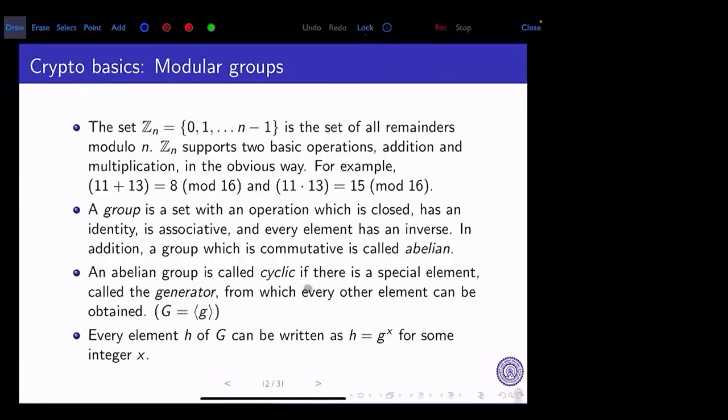And a group is cyclic if there is a special element so that every other element can be obtained by raising powers of that element. So if that can happen, that is, every element of a group can be written as G to the power X for some integer X, then we say that the group is cyclic and we say that G is a generator for this group. So any cryptographic operation will require a modular group of some sort.